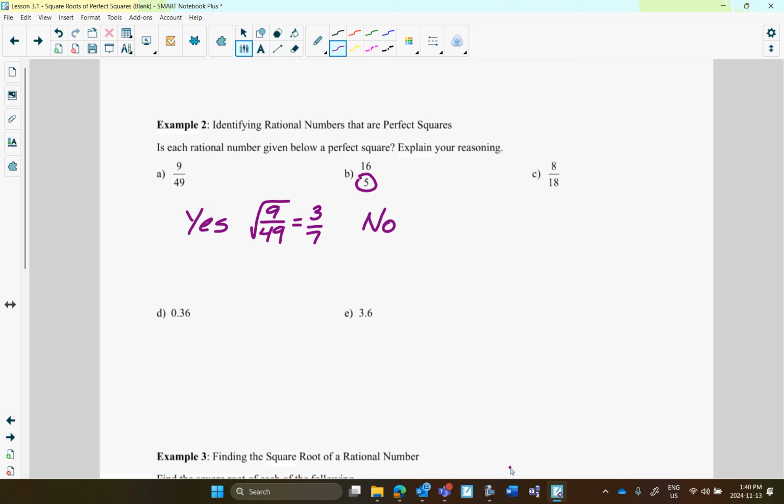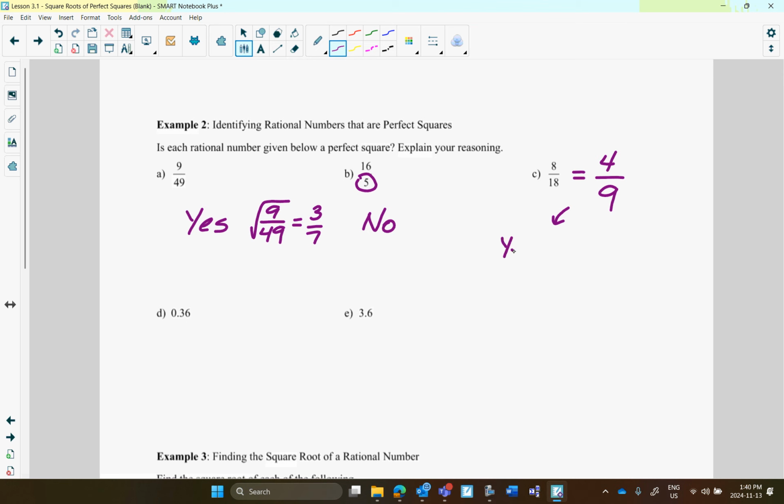Now this next one, Sienna, is what you were kind of talking about. If you look at this, can I take the square root of 8 and get a whole number? No. Can I take the square root of 18 and get a whole number? No. But could I do something to this fraction first? To reduce it, 4/9. Is that a perfect square? Yes.